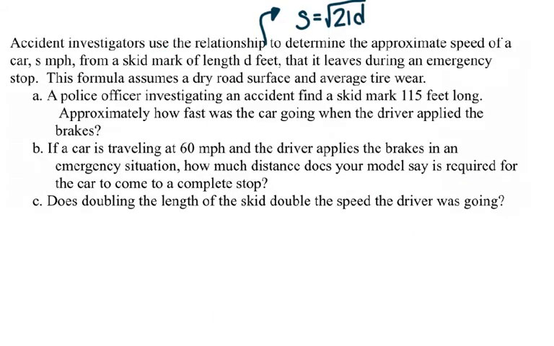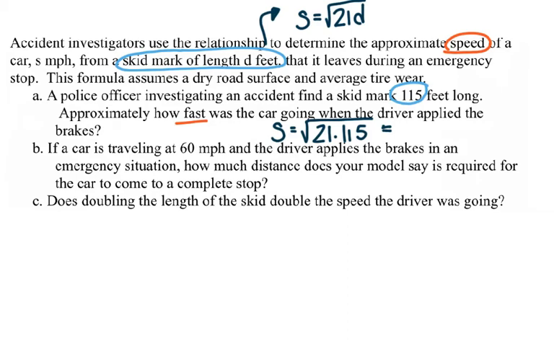Alright, take a minute and read this problem. Alright, so for number 1, S represents how fast you're going, your speed. That's what I'm trying to find. D is the length of your tire mark, so I know that my skid mark is 115, so I'm just going to put this in my calculator, and I get approximately 49.14.